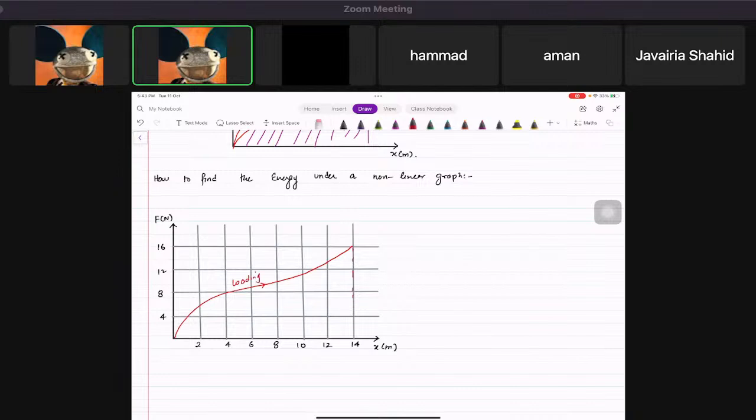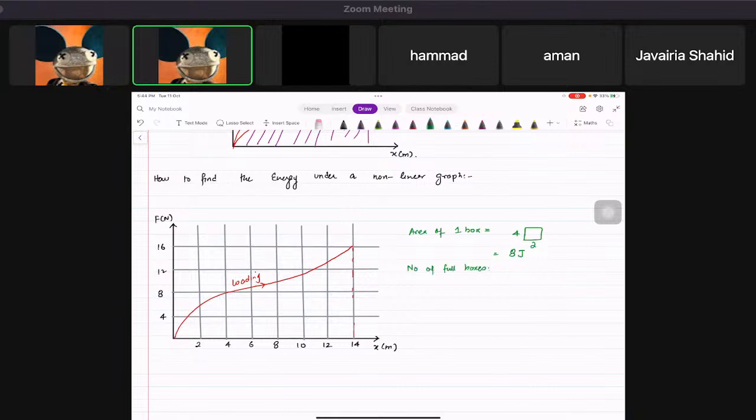And now they say, okay, find the area under the graph for work done. So what you're going to do is the same thing. First of all, you're going to find the area of one box. If you look at the box, it's 2 from this side, 4 from this side. That basically makes it 8 joules. And now you're going to find the number of full boxes.